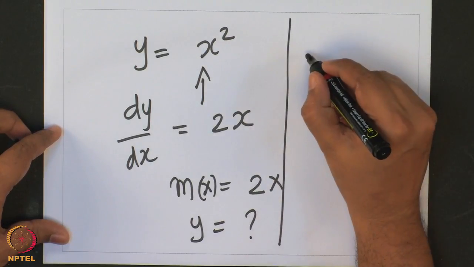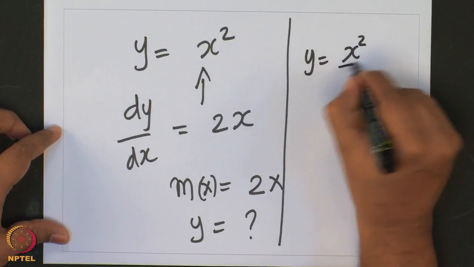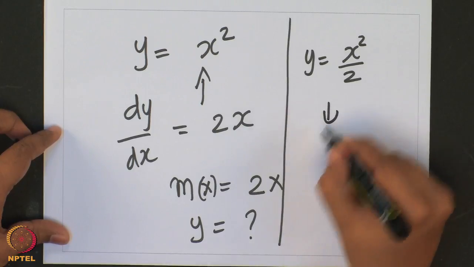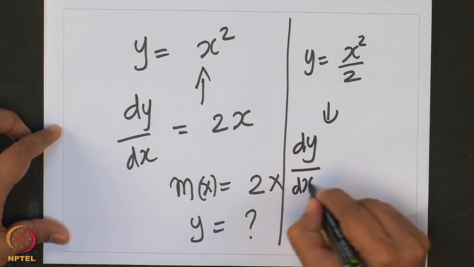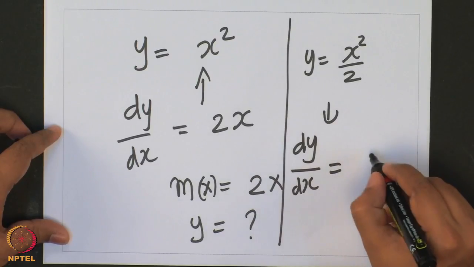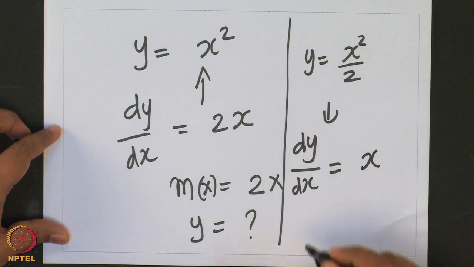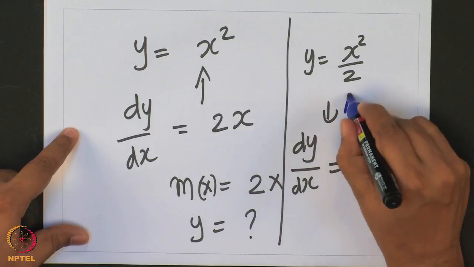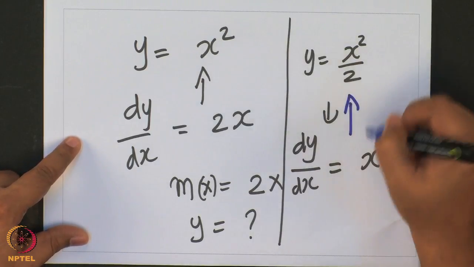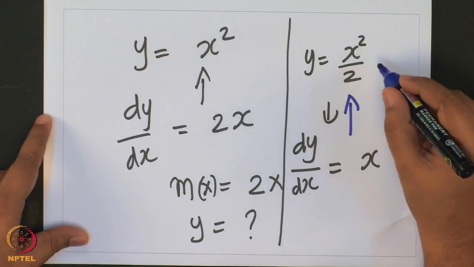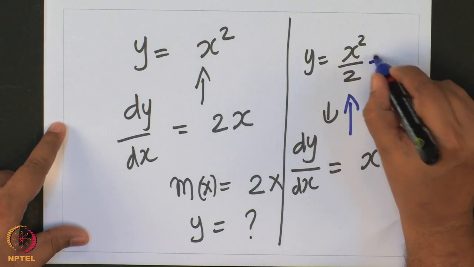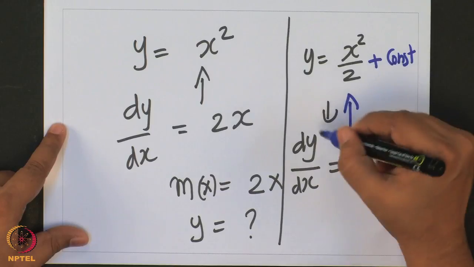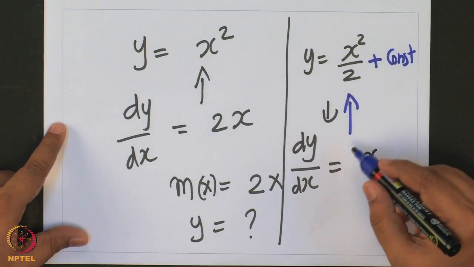If we are given the slope x, we have y is equal to x square divided by 2, whose derivative dy by dx, which is our m, will be 2x divided by 2, which is x. So if we know the slope is x, the integral of this is essentially x square by 2. The only thing is that we could have some other constant here; even if you have x square by 2 plus a constant, the derivative of this would be x.